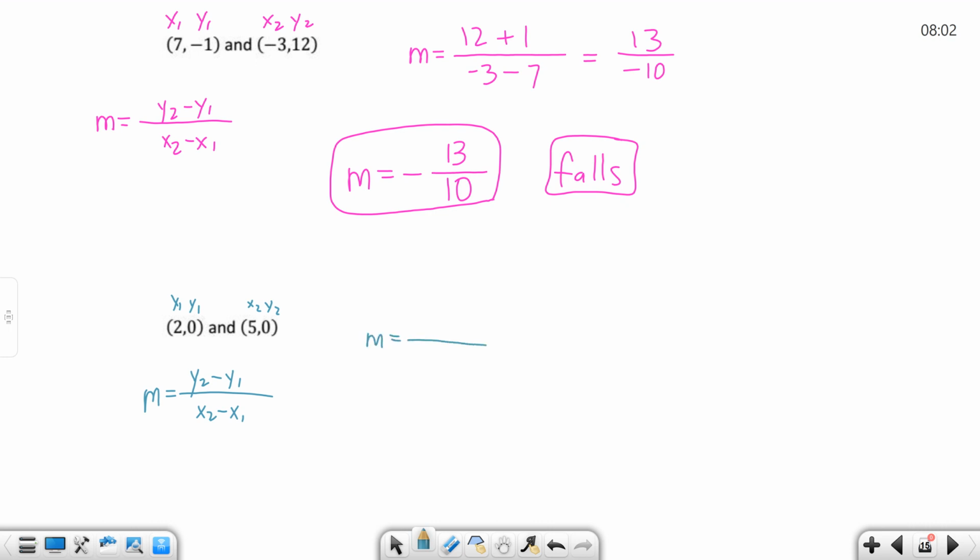M equals y2 is 0 minus y1 is 0 over x2 is 5 minus 2 is x1. So this is going to be 0 over 3, and 0 over any other number is 0. What I mean is you can't have 0 over 0 is not 0. That's something that's special that you won't even see in algebra. Not that you can't do something about.